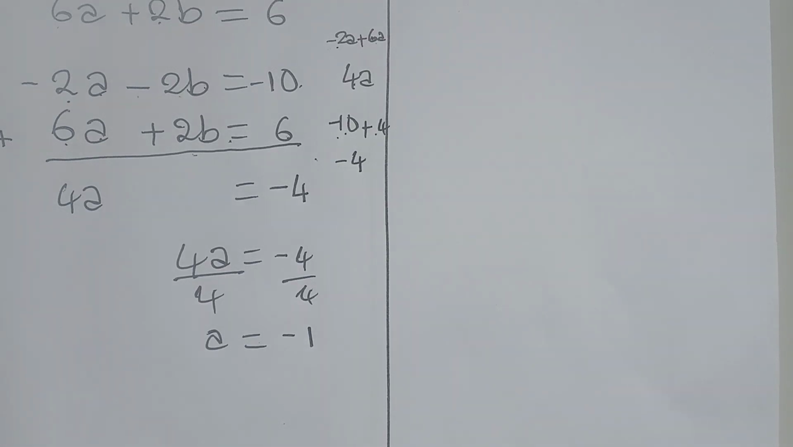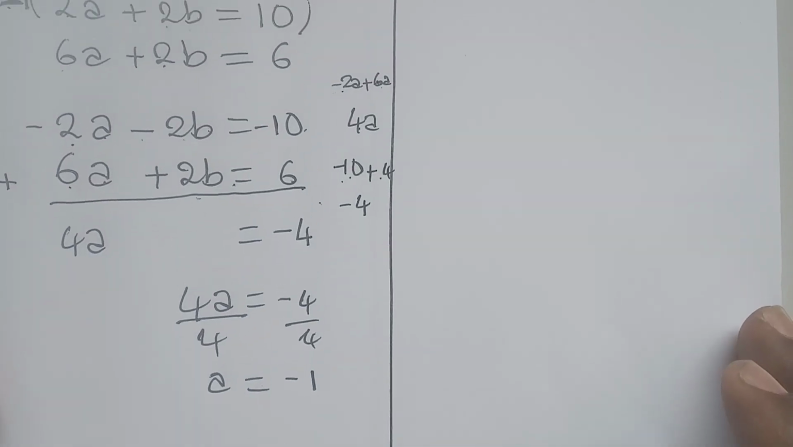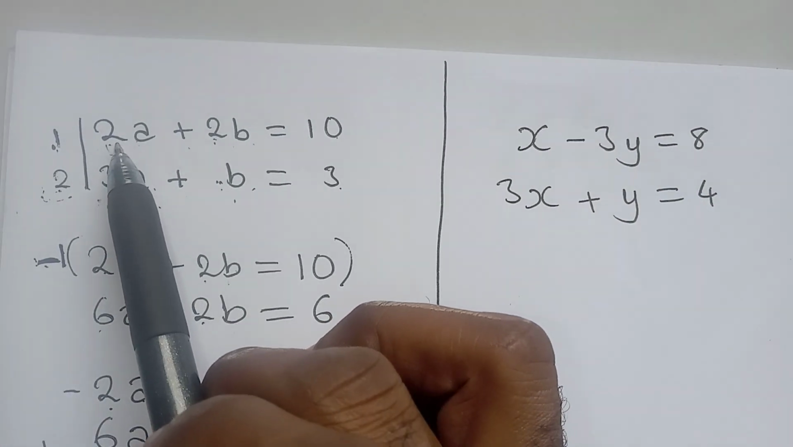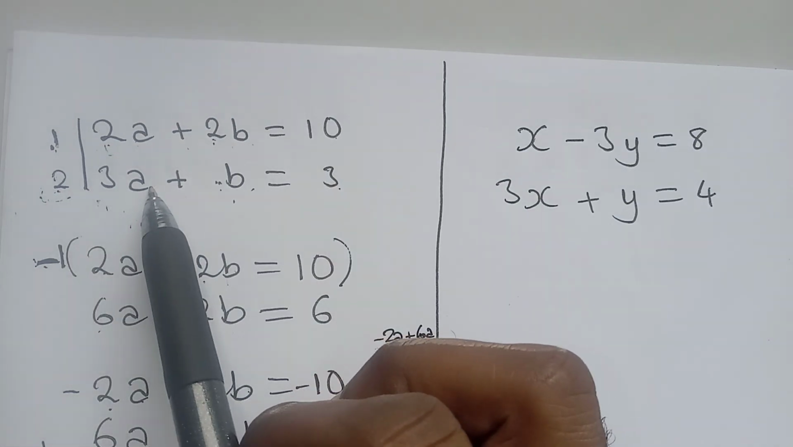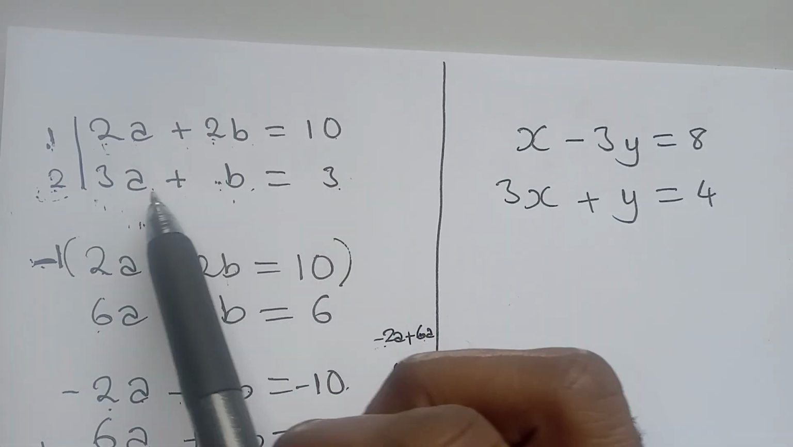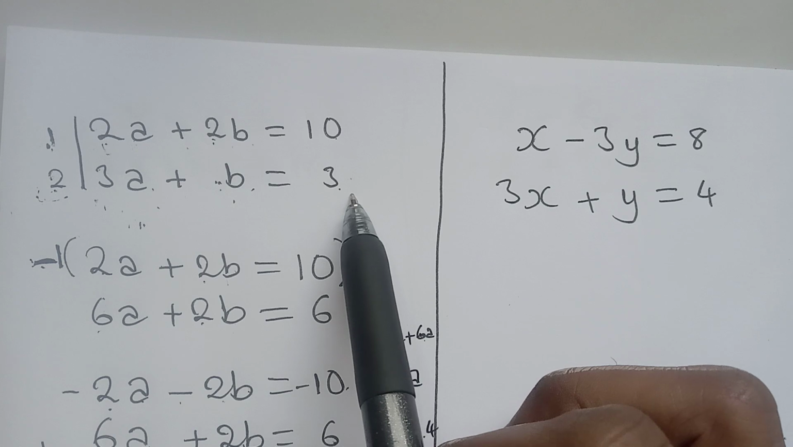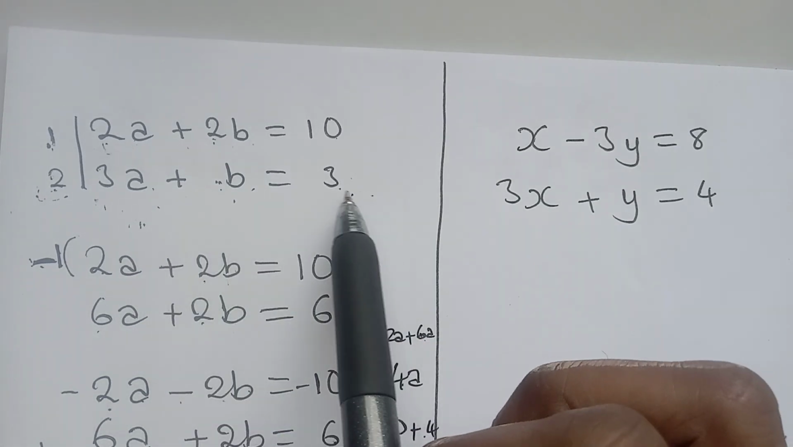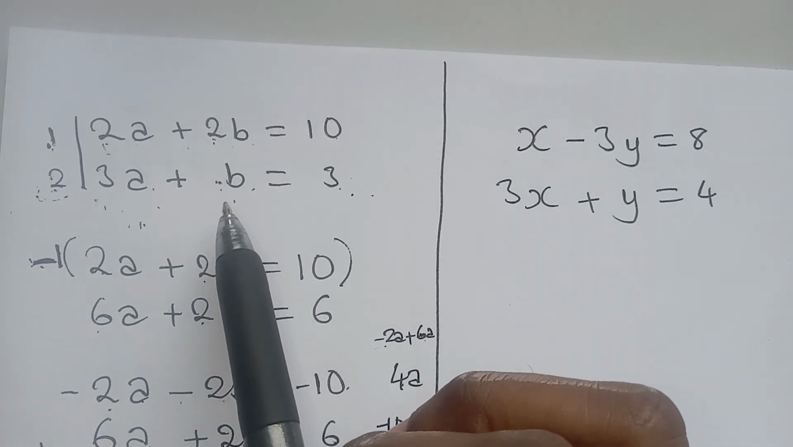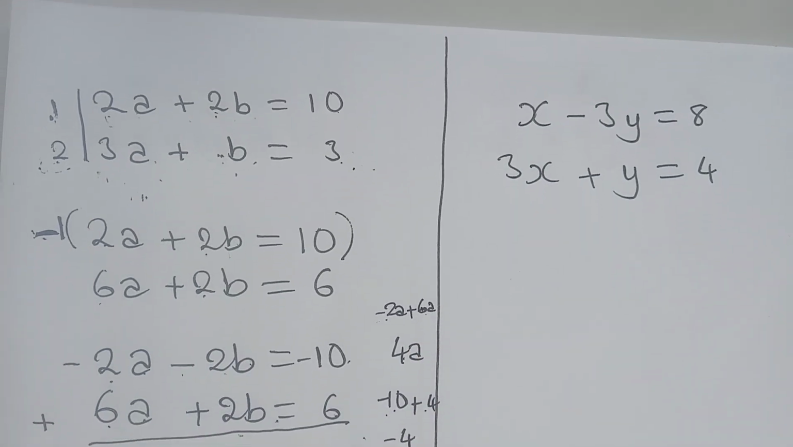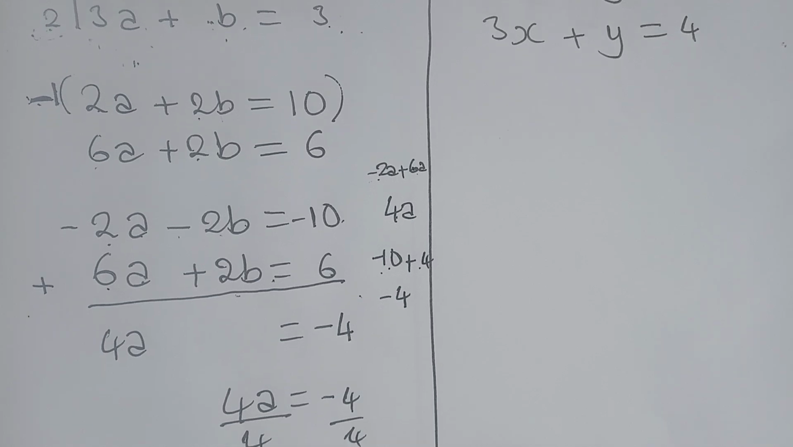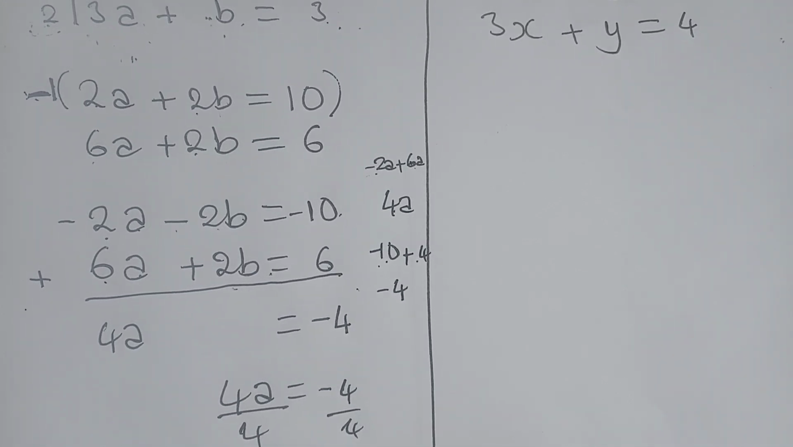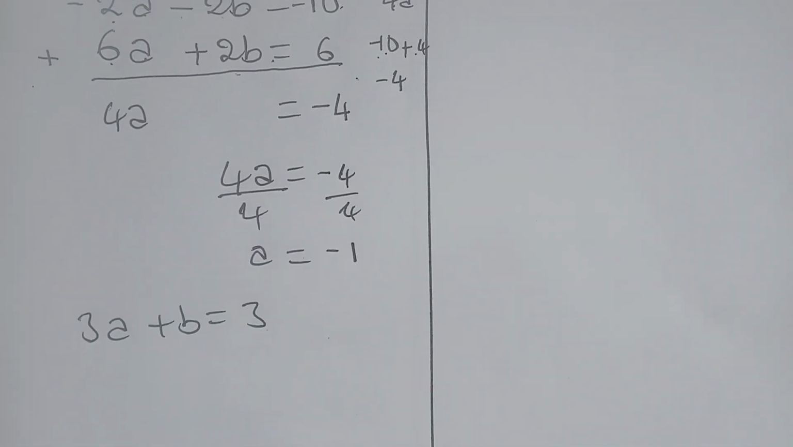And then to solve for b, you can pick one of the two equations. You can either pick the first one or the second one. For me, I think the second one is much easier because I have smaller numbers and then the b has no coefficient there. So I'll pick the second equation, which is 3a plus b is the same as 3.